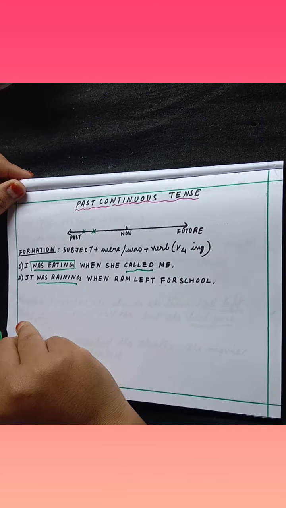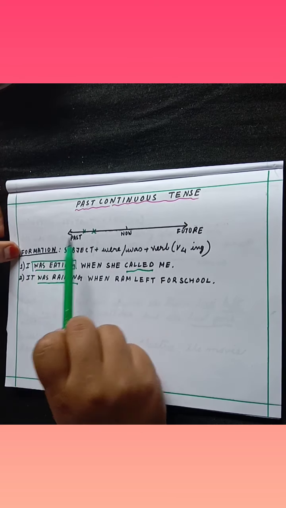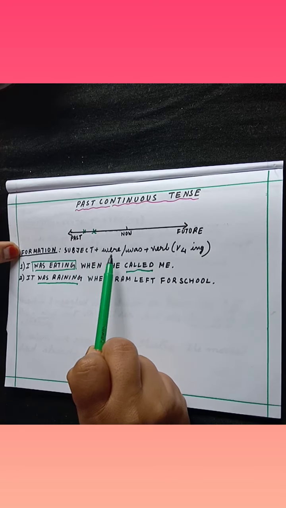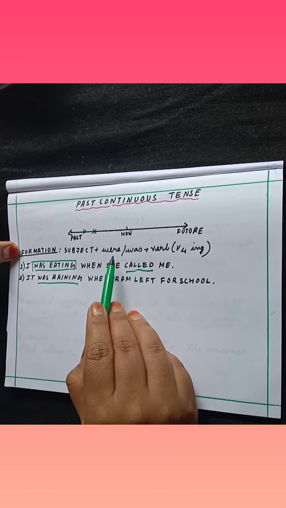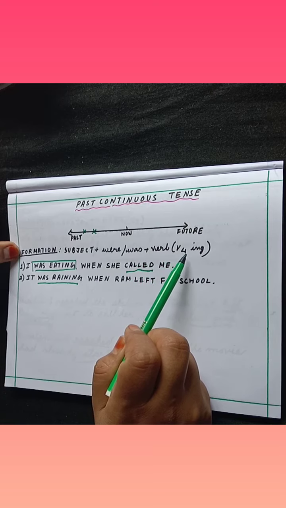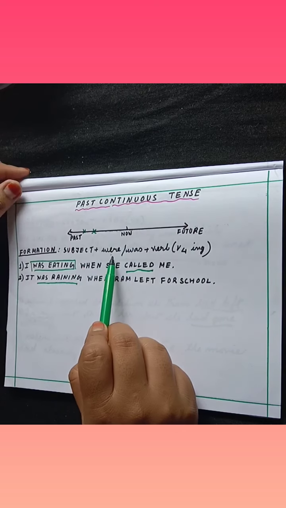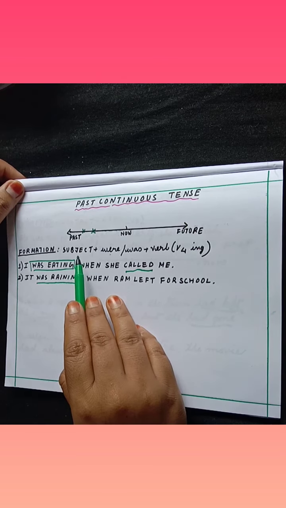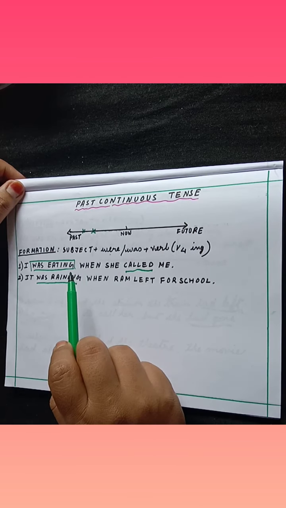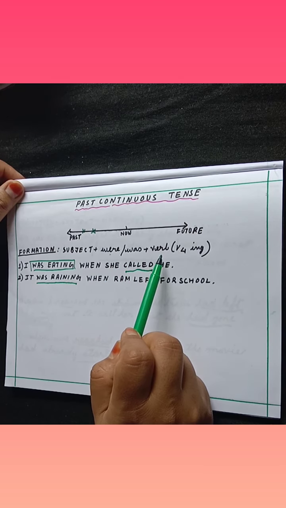Now let us understand past continuous tense with the help of a timeline. The formation of past continuous tense is subject plus were or was plus the fourth form of the verb. So when will we be using were? When the subject is plural, we'll be using were: they were, we were, Ram, Hari, Jadu, Madhu were. And when the subject is singular, we'll be using was: I was, he was, Ram was, it was. So subject plus were or was plus the ing form of the verb.